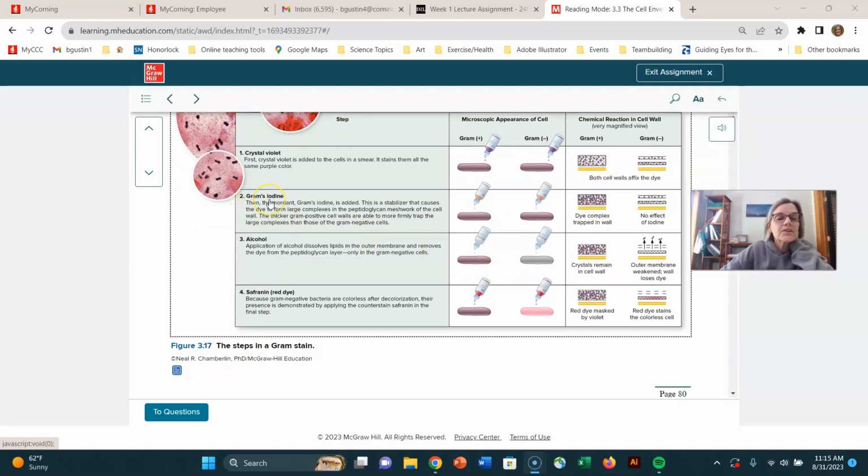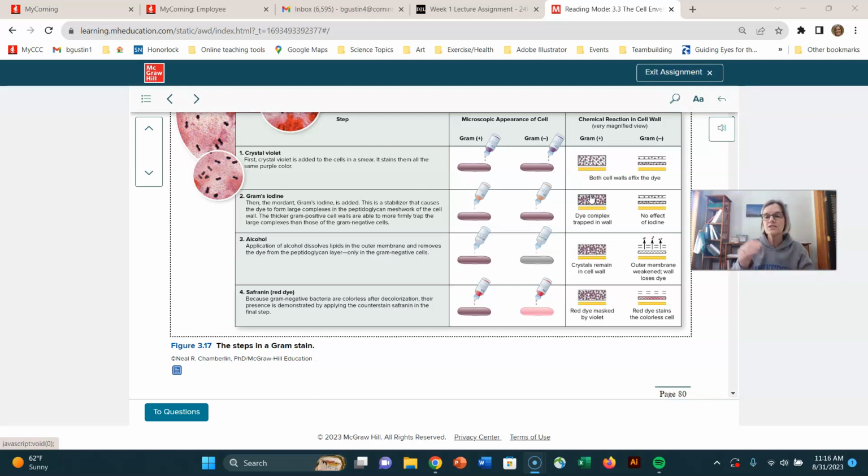The second ingredient to the gram stain is what we call Gram's iodine. And so we put that on there. We rinse off the crystal violet. We put in Gram's iodine. And what the iodine does is it sticks to the crystal violet. And here we have, in this thick wall, the iodine going in and sticking to those crystal violet molecules. And you create these great big molecules.